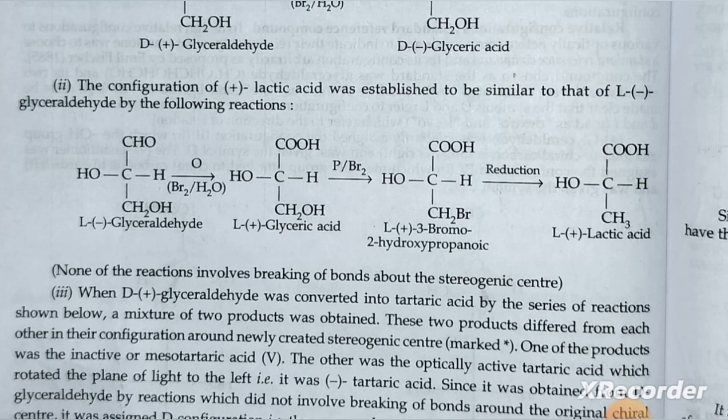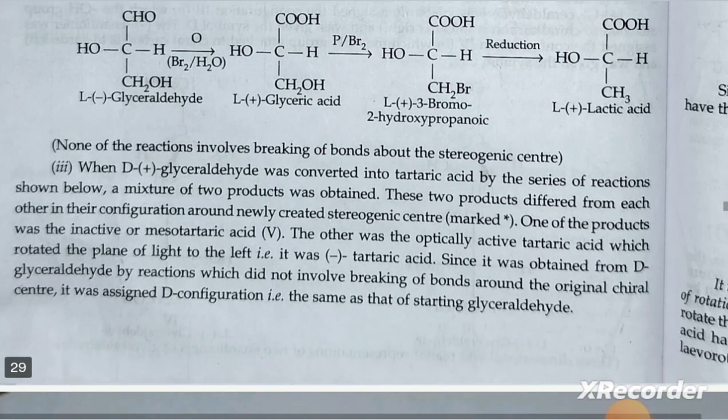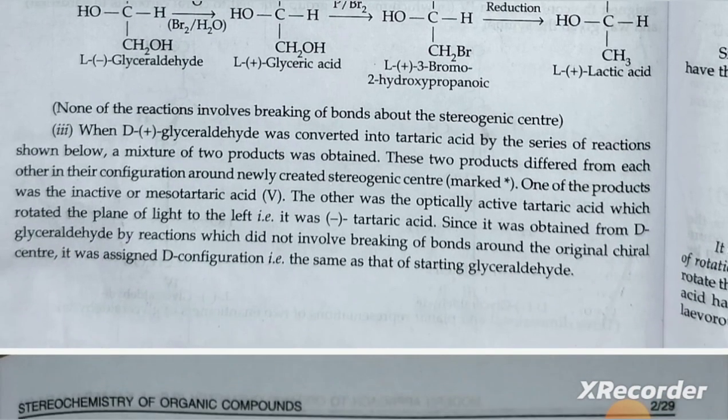Second, the configuration of L lactic acid was established to be similar to that of L-glyceraldehyde by the following reaction. L-glyceraldehyde on oxidation with Br2 and H2O gives L-glyceric acid, which with phosphorus and Br2 gives L plus 3-bromo-2-hydroxypropanoic acid, and then reduction gives L plus lactic acid. Note that none of the reactions involve breaking of a bond about the stereogenic center.